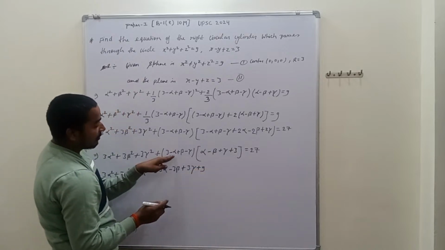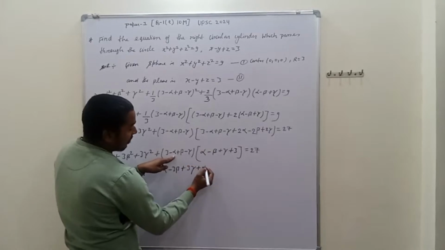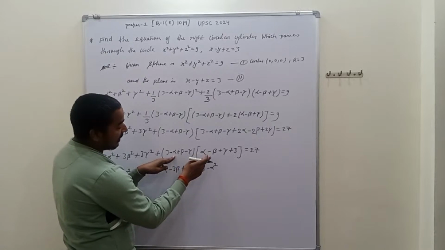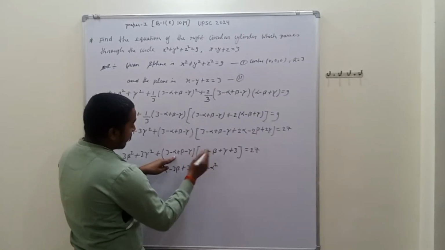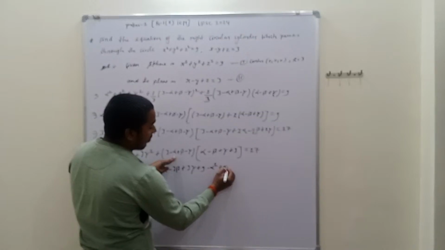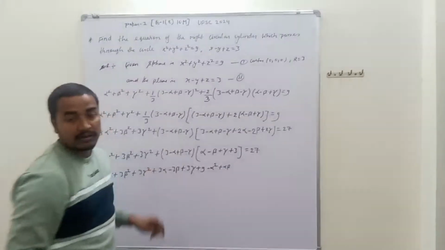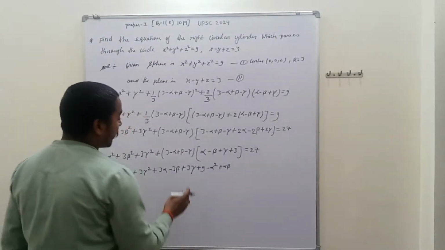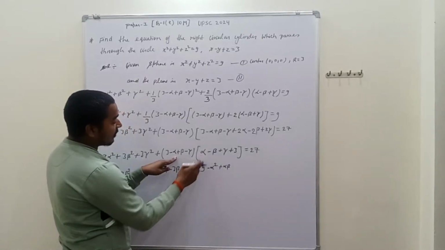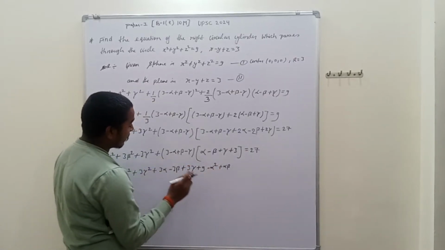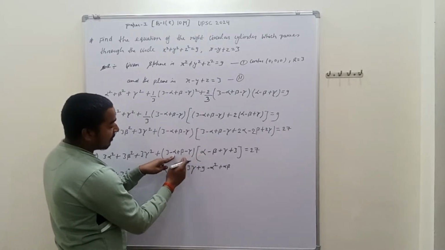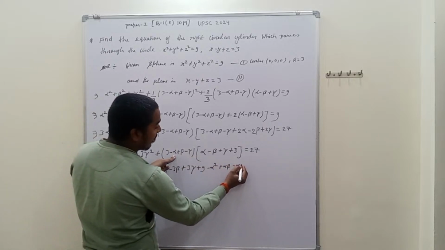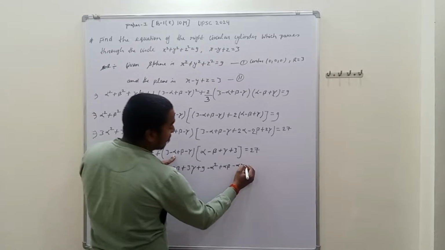Further we have to multiply minus alpha with the following, that is minus alpha square, and minus alpha square, and plus alpha beta, plus alpha beta, plus alpha beta, minus alpha square, and minus, once again minus alpha square, and minus alpha beta, and plus alpha beta, and minus alpha gamma, and minus 3 alpha.